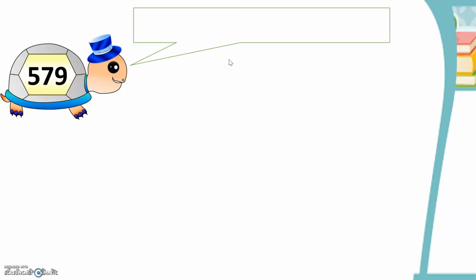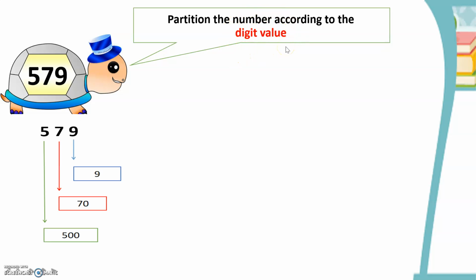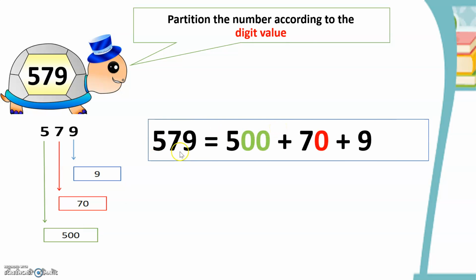579. Partition the number according to the digit value. So, we will use digit value here. Let's see what is the digit value of each digit. 9 is 9, 7 is 70, 5 is 500. The partition will be 500 plus 70 plus 9.